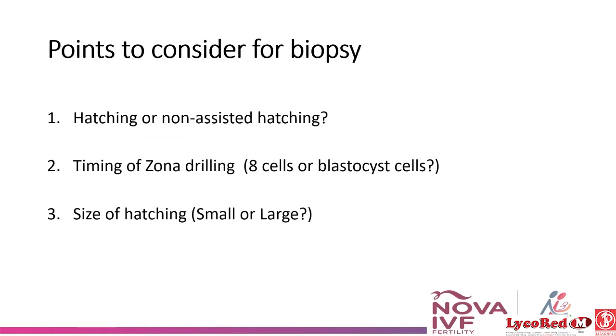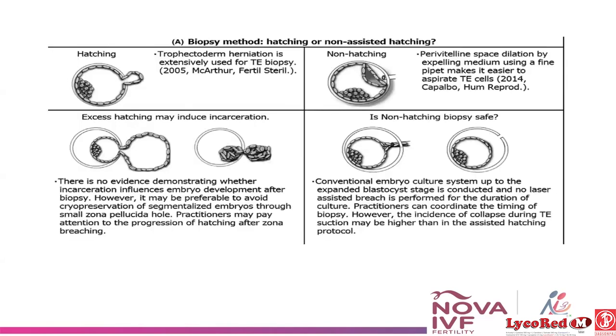Now, when we are going to do biopsy, the points to consider are hatching or non-assisted hatching, timing of zona drilling, either on 8 cells or the blastocyst, and size of the hatching. So you can do biopsy with a hatching embryo or a non-hatching embryo. In a hatching embryo, this is a very simple method. This embryo has started to hatch. You just have to catch it with the biopsy needle, give the laser shot, and you can do the biopsy.